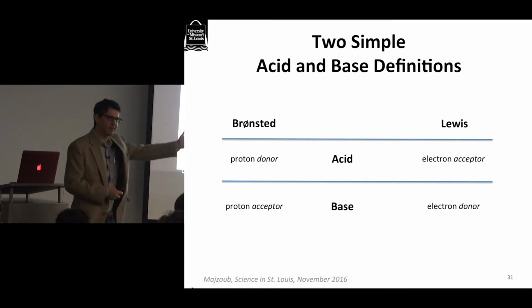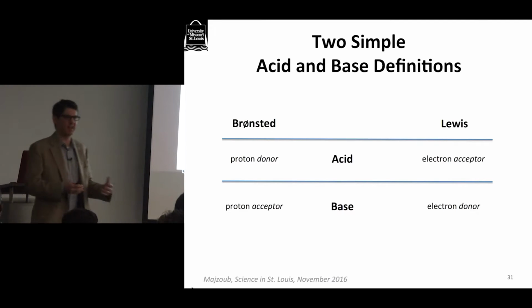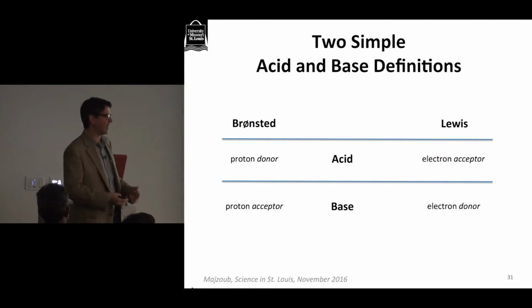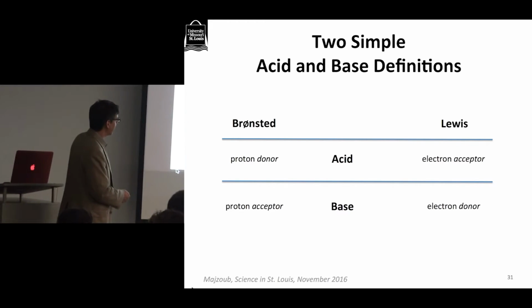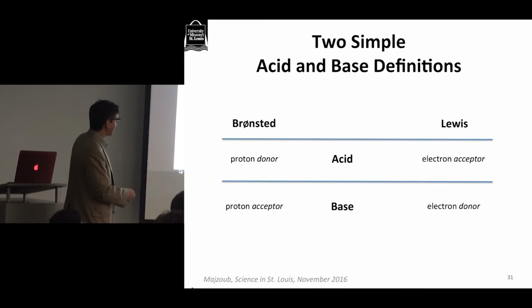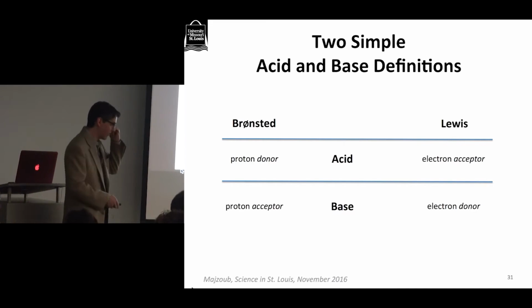So this makes a lot of sense. If I'm donating protons, I'm giving away positive charge. It's kind of the same thing. I'm lowering my positive charge. How can I do that? I can do that by accepting electrons, which have negative charge. So the other concept here is that Lewis acids are electron acceptors and Lewis bases are electron donors.